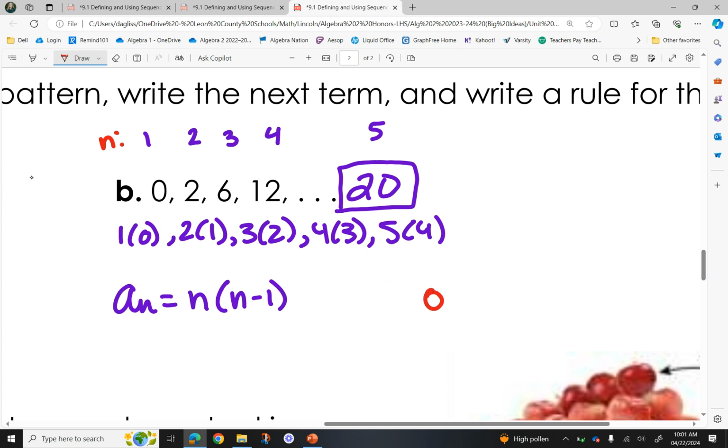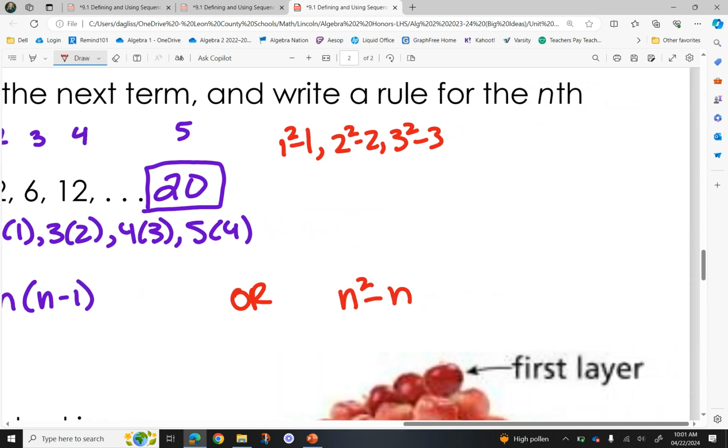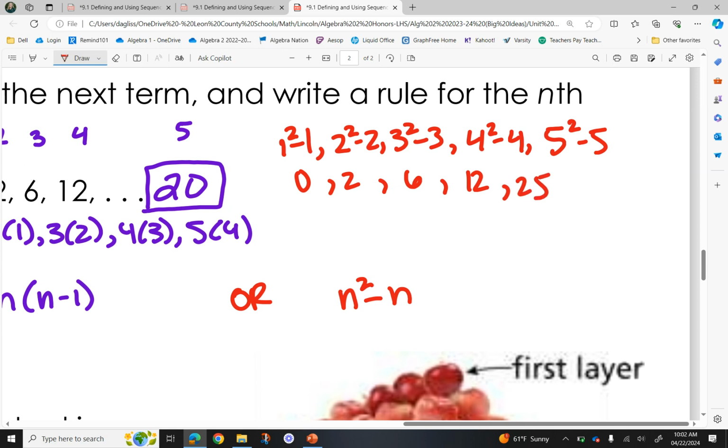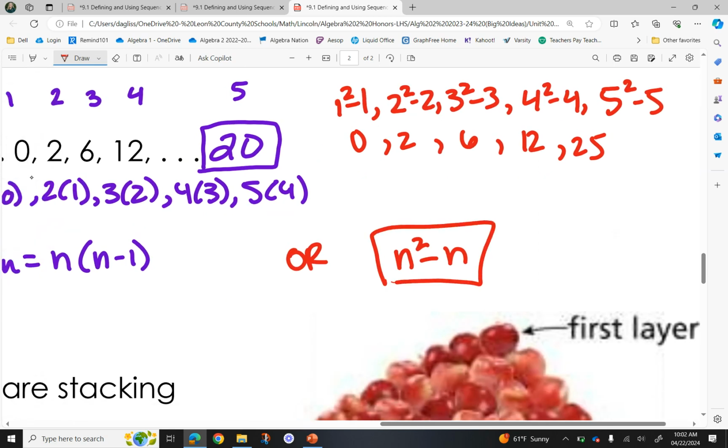So something else that people might have noticed: 1 squared minus 1, or 2 squared minus 2, 3 squared minus 3. This one's not as obvious, but it also does work. 1 squared minus 1 would give us 0. 4 minus 2 is 2. 9 minus 3 is 6. 16 minus 4 is 12. 25 minus 5 is 20. So that's another way to write the rule.